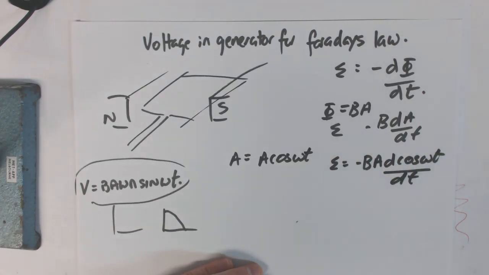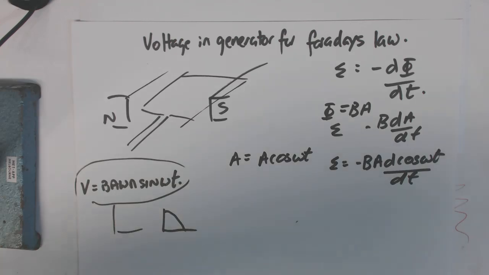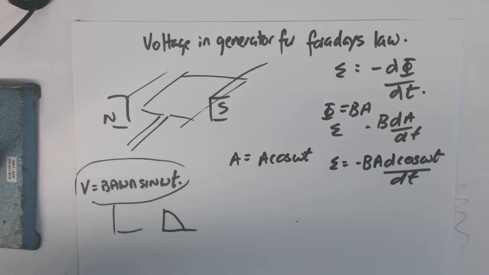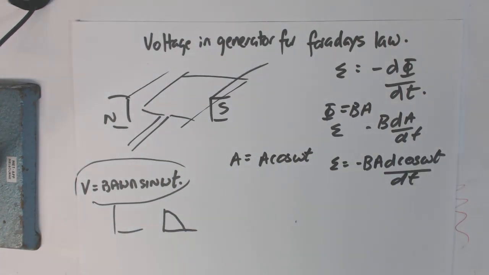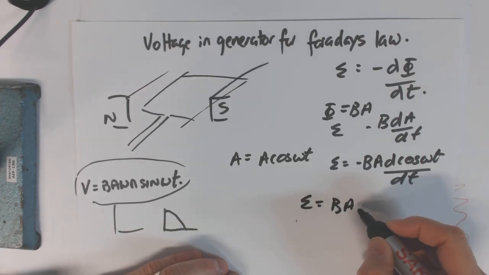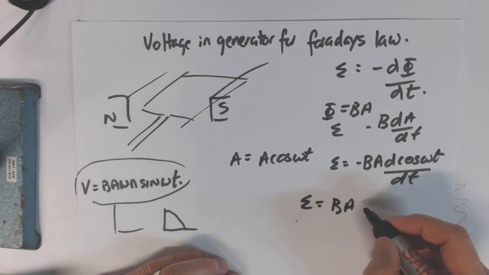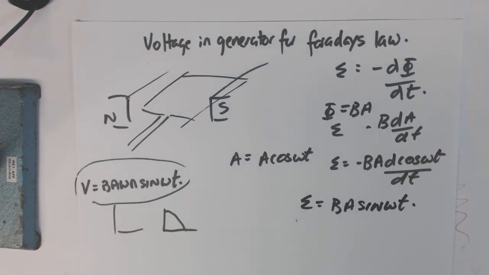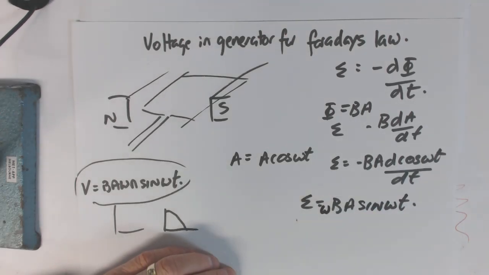So we're just about there, aren't we? Now all we need to do is take the derivative of cos omega t. Cos goes to minus sine, and a minus times a minus is a plus. So we've got E equals BA sine omega t. And let's not forget, when we do the derivative of omega t, we need to take the omega out. So we've got another little omega there, and we're starting to look good.